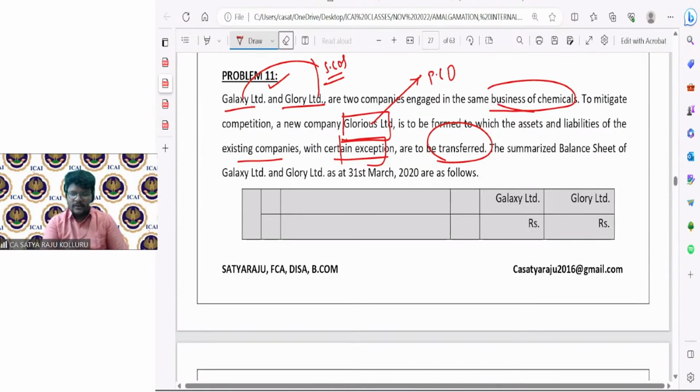The summarized balance sheets of Galaxy Limited and Glory Limited as of 31st March 2020 are as follows. If you observe, since problem number 1 onwards, they always provide the selling company's balance sheet only, because to close the books of accounts, we require the selling company's information in a full-fledged manner.